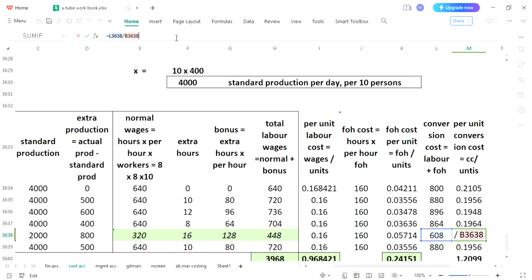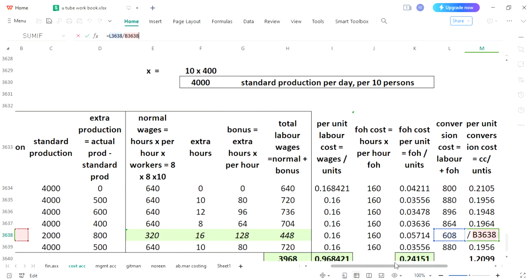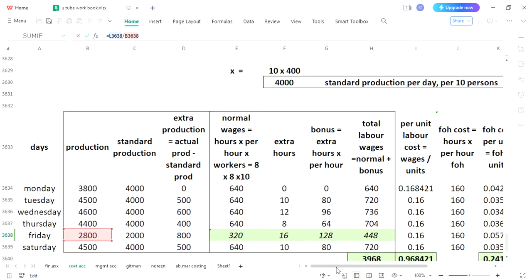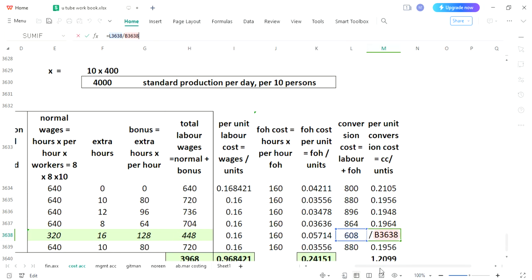Let me see it again. 608 was your conversion cost, and 2800. So on Friday it was 0.18. Okay, we'll have to see it again. For that, conversion cost would be mentioned, 0.029.